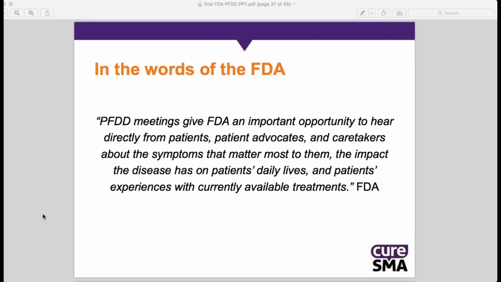The patient-focused drug development meetings give the FDA an important opportunity to hear directly from patients, patient advocates, and caretakers about the symptoms that matter most to them, the impact of the disease on patients' lives and patients' experiences, and the treatments that are currently available for this community.